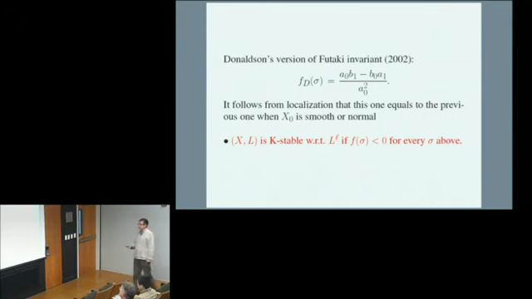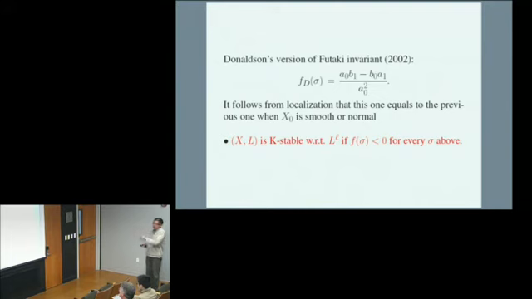It follows from localization that this one equals the previous one if x0 is smooth. Actually, in the normal case, you can also do that. Then Donaldson defined K stability in this way, if for every sigma this should be F_D. Okay, F_D here.